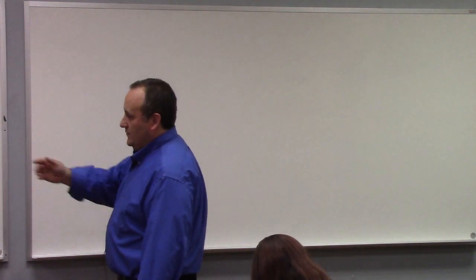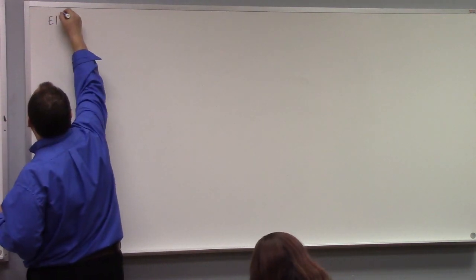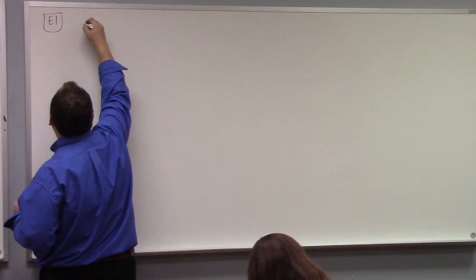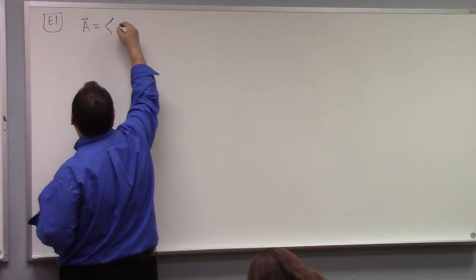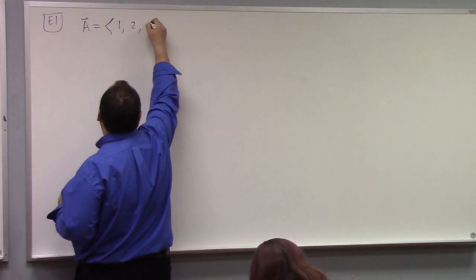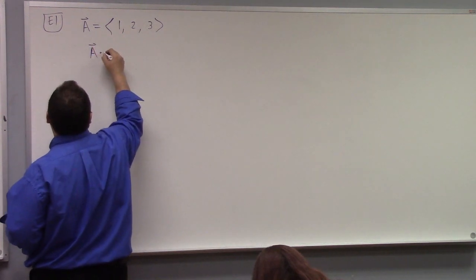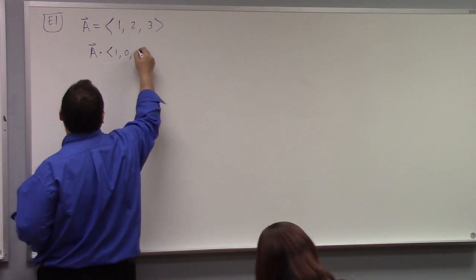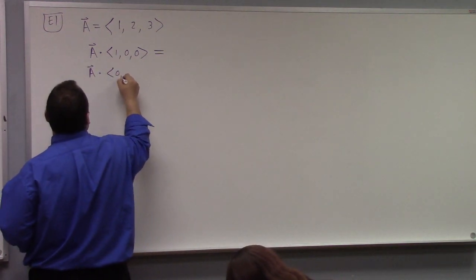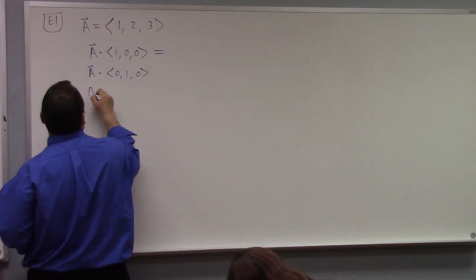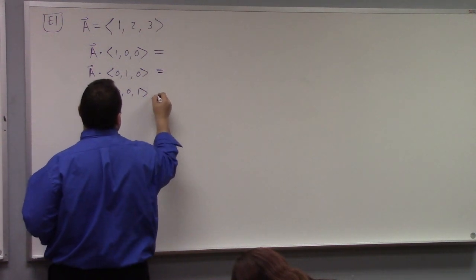Where was I? So we have this wonderful formula for the length of a vector. Let's look at an example, because this example will lead us to new ideas. All right, so if I have vector A equal to, we'll keep it 3D here for a second, (1, 2, 3), right? And if I look at A dotted with (1, 0, 0), what happens? If I look at A dotted with (0, 1, 0), what happens? If I look at A dotted with (0, 0, 1), what happens?